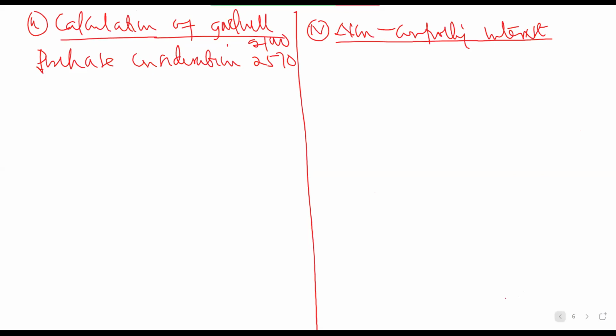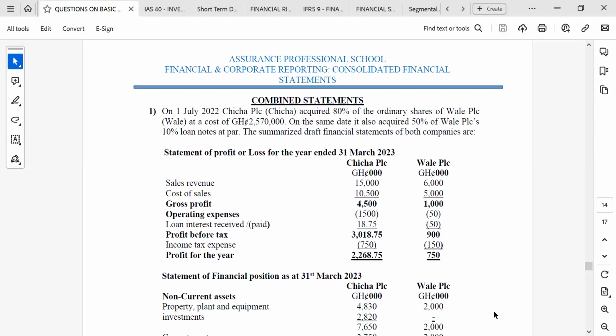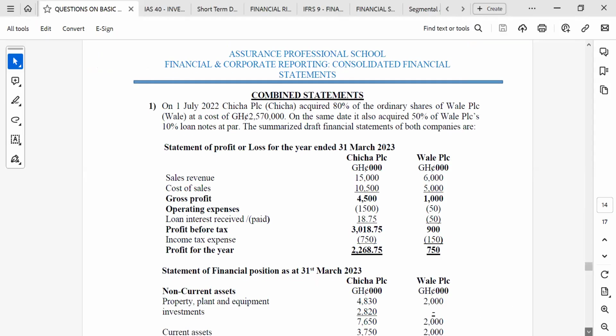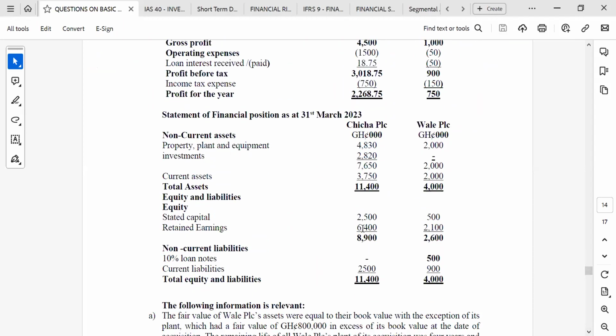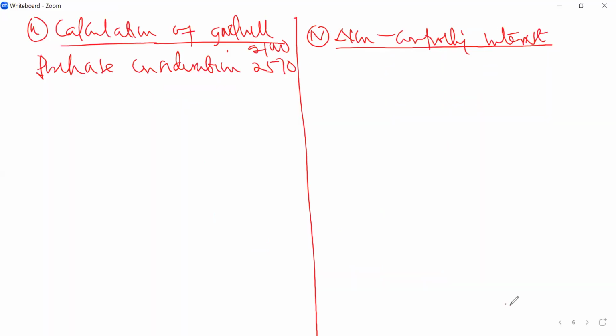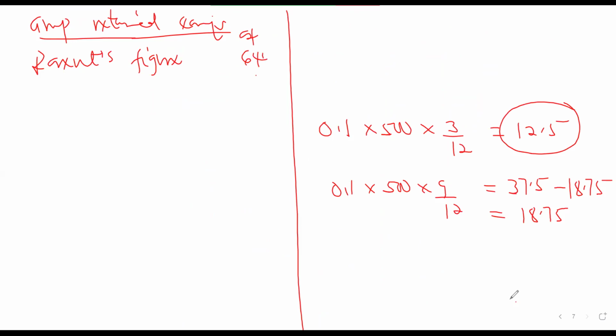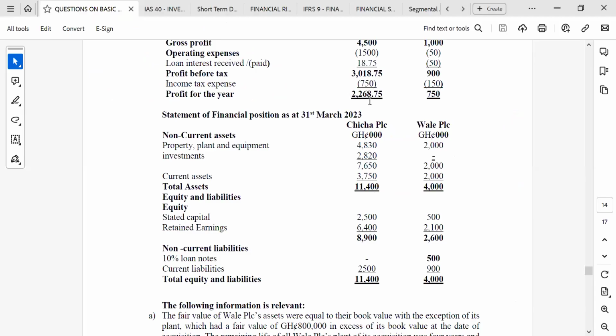What is the parent group retained earnings? 6,400. Okay. So the 6,400, what we do now is that the finance interest has been added to their profit. So we come here and take away the finance interest because the 6,400 over here has been calculated based on their profit. So the profit for the year of the 2268.75 has been added to the opening balance and they have gotten the 6,400. So it means that the finance interest of the 18.75 is part of that.